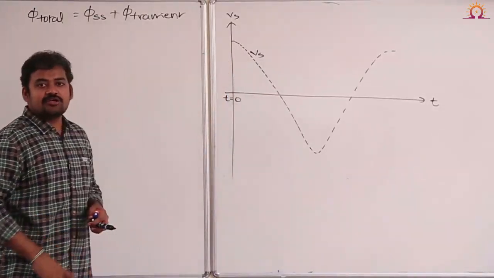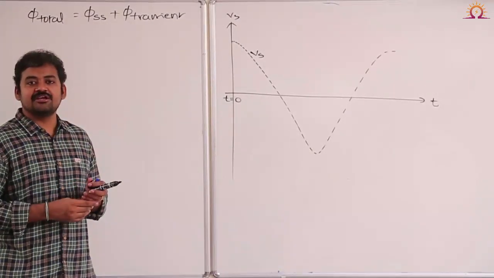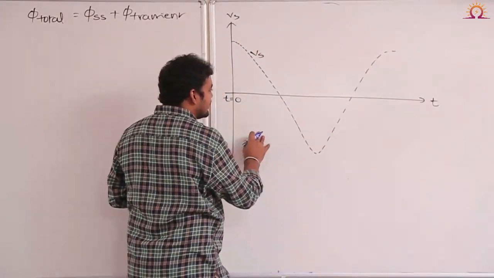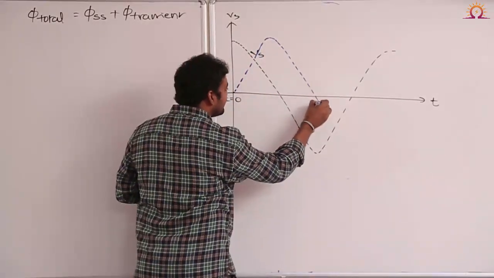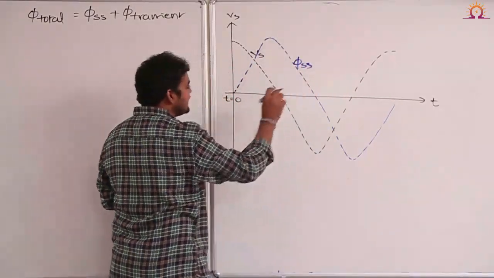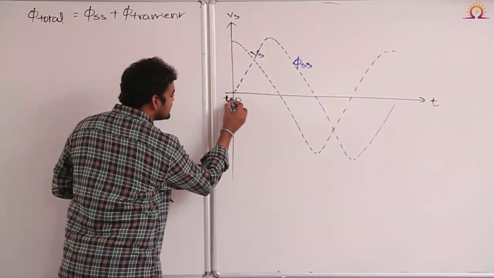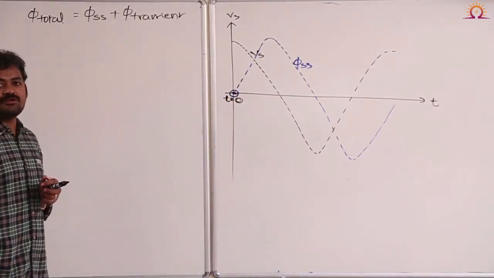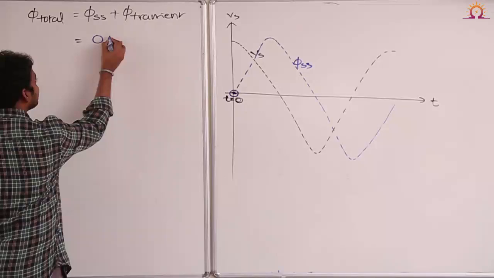Maximum value. And we know from the phasor diagram of a transformer, the steady state flux will lag the supply voltage by how many degrees? 90 degrees. That means if the supply voltage waveform is like this, the steady state flux lags this voltage by exactly 90 degrees. So this blue waveform represents the steady state flux, and it lags the supply voltage by exactly 90 degrees. Yes. Therefore, at the time t equal to 0, the steady state flux value is equal to 0. That means at the time of switching, the steady state flux is 0.